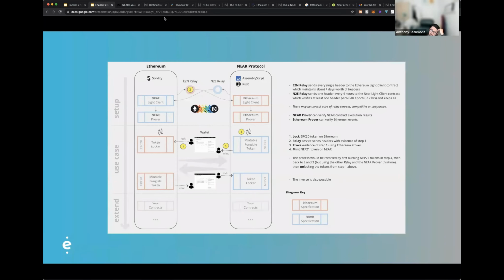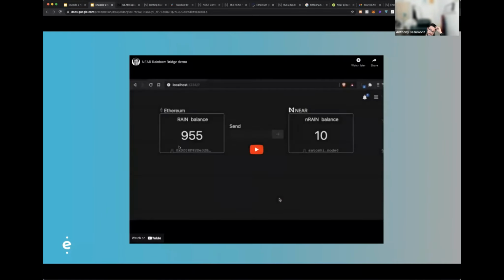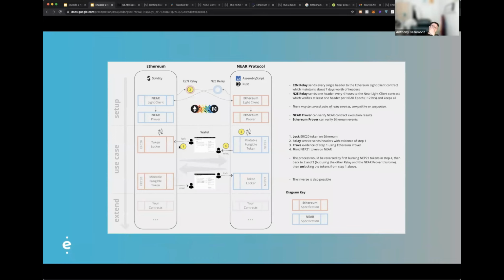Here's on a technical level how it's working. You've got a token locker and a mintable fungibility bit, and a token locker and a mintable fungibility. You can't yet do NFTs. NEP21 is the equivalent standard of the ERC20s on Ethereum.